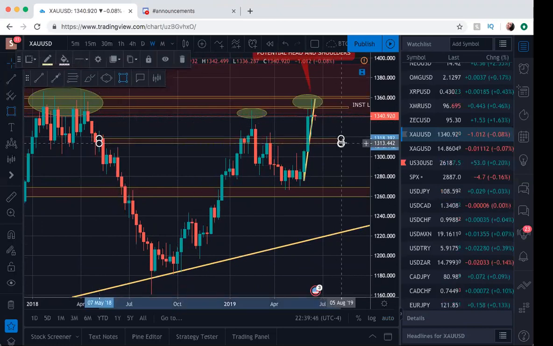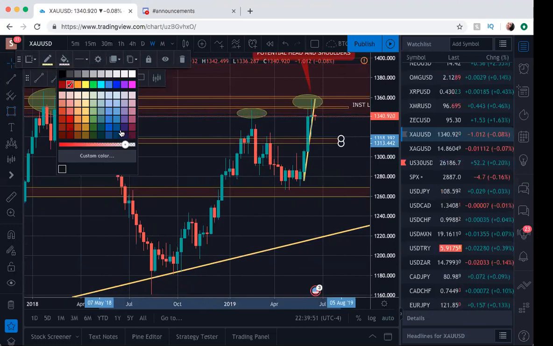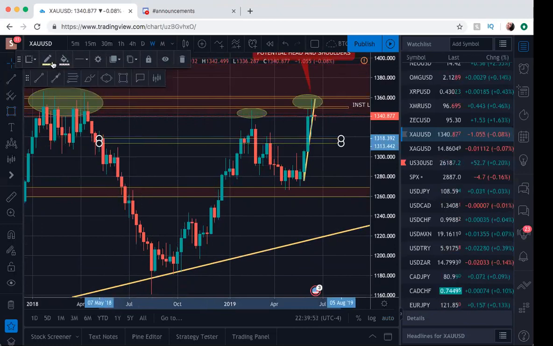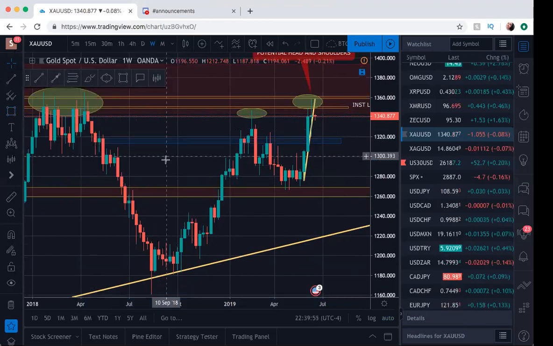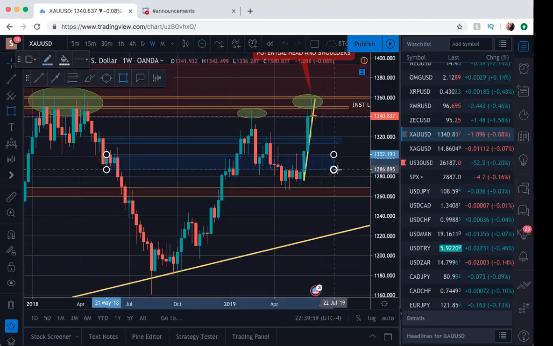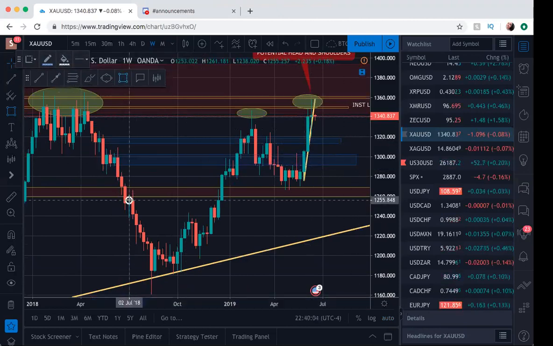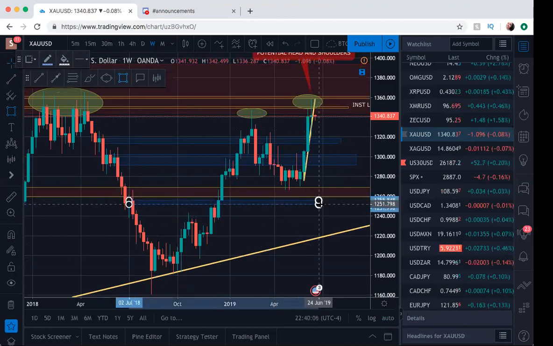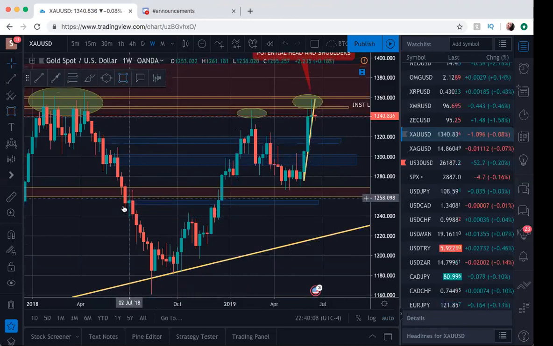Let's drag that across, and I'll change this to blue, just so it's a different color. So there's an order block. This right here, an order block. This right here, an order block. And when you're drawing out these order blocks, you want to be using the bodies because that's where the majority of all the orders went for that specific time frame.